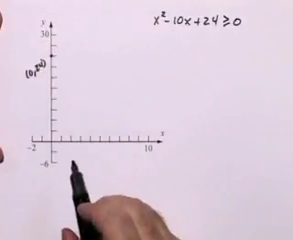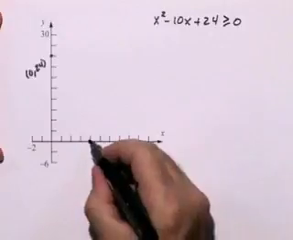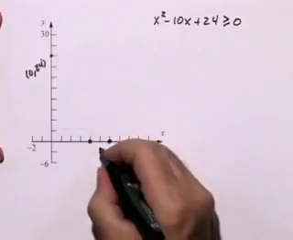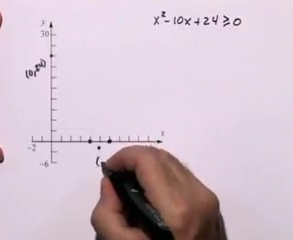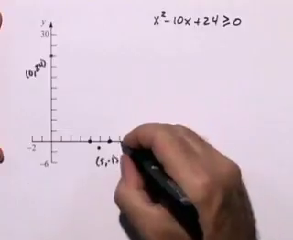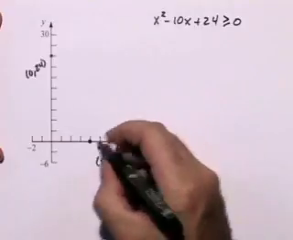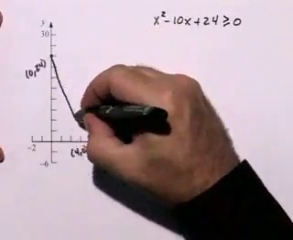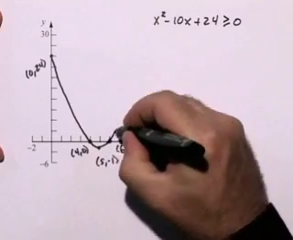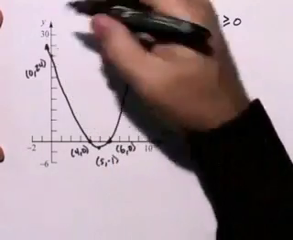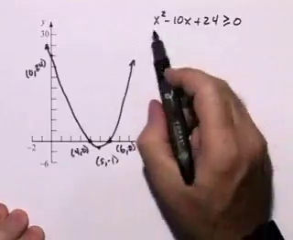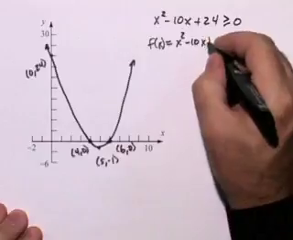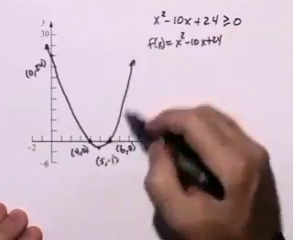We had x-intercepts at 4 and 6, 2, 3, 4, 5, 6. And then our vertex was at 5, negative 1. And this intercept is 6, 0, and this is 4, 0. Now if we do a quick sketch connecting these points, we see the graph of our function that we had defined as f of x is equal to x squared minus 10x plus 24 will look roughly something like this.